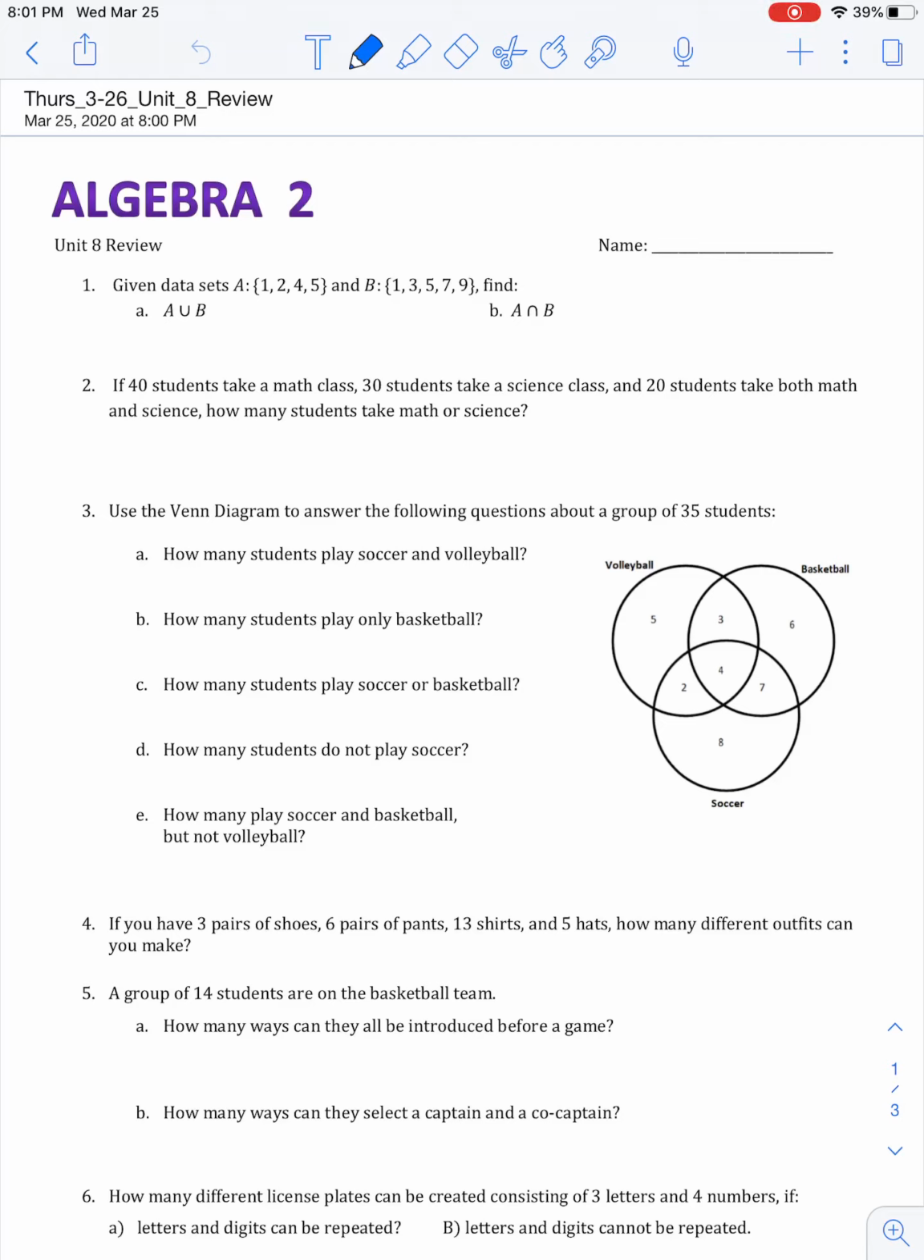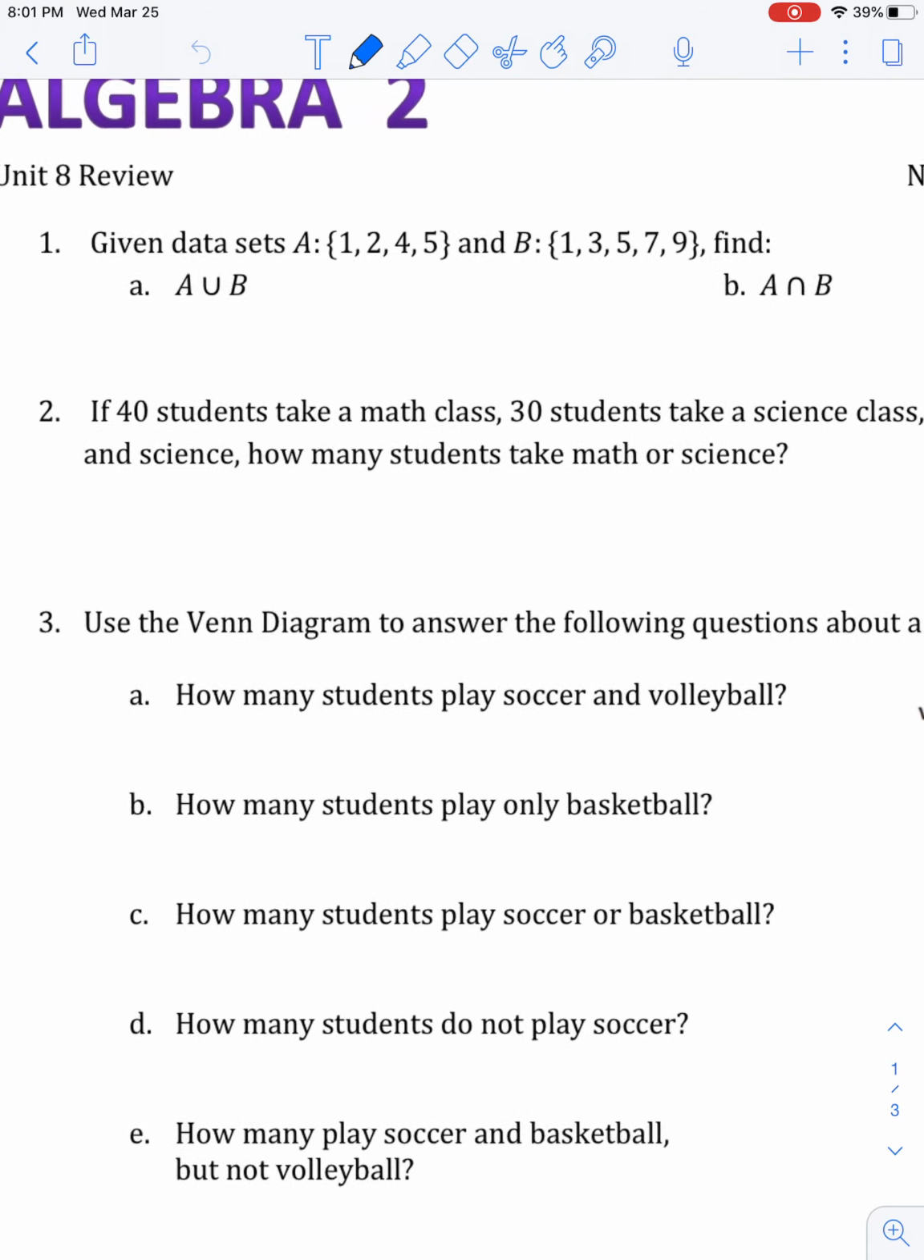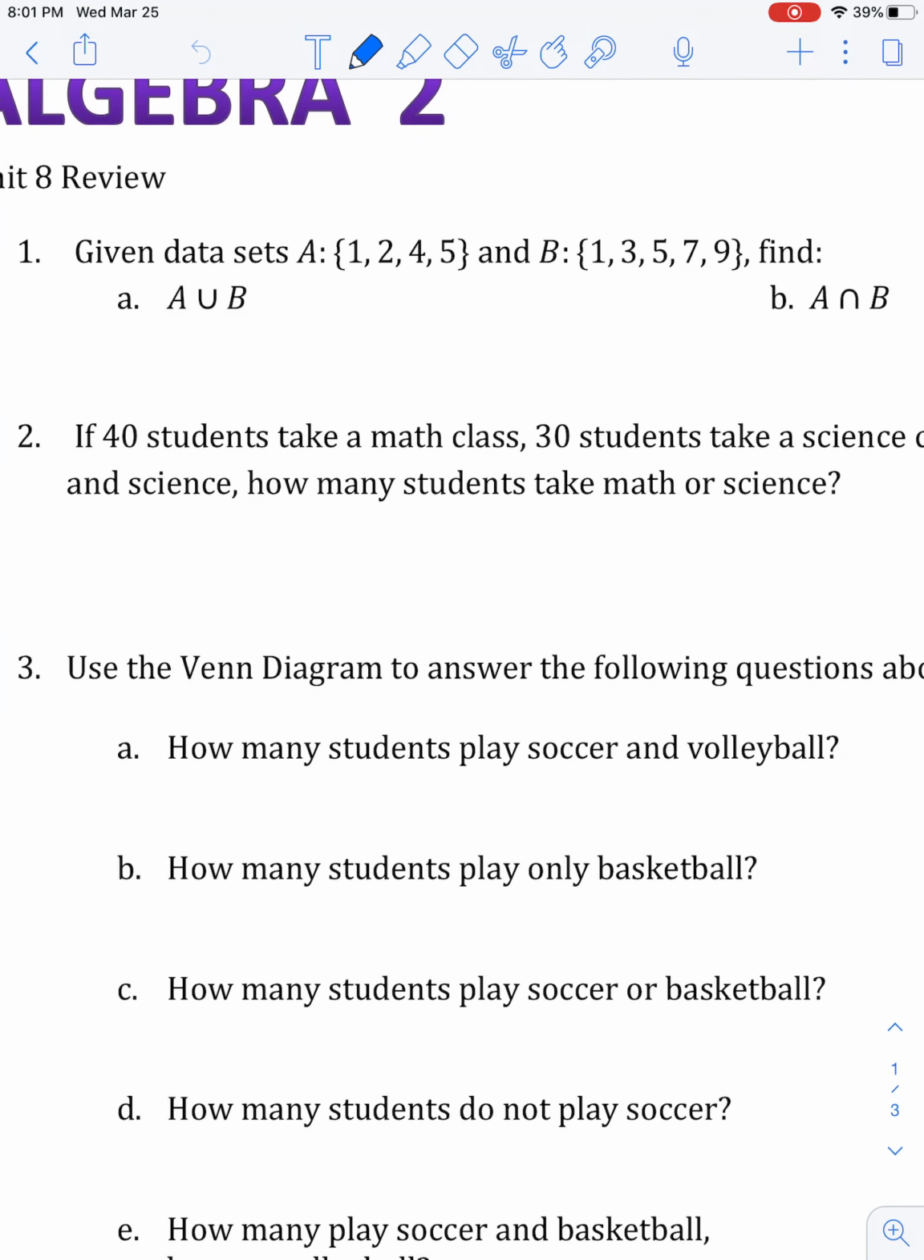All right, let's take a look at our Unit 8 review. For question number 1, we're given data sets for A and B, and in part A, we're finding the union. So we're going to unite everything in A with everything in B and make sure we include all of it. So I'm going to want to put in a 1, a 2, a 3, 4, 5, 7, and 9. I went ahead and put it in order right away.